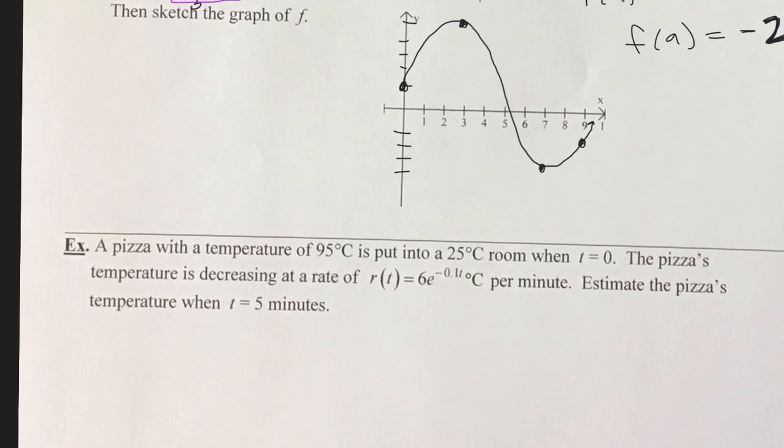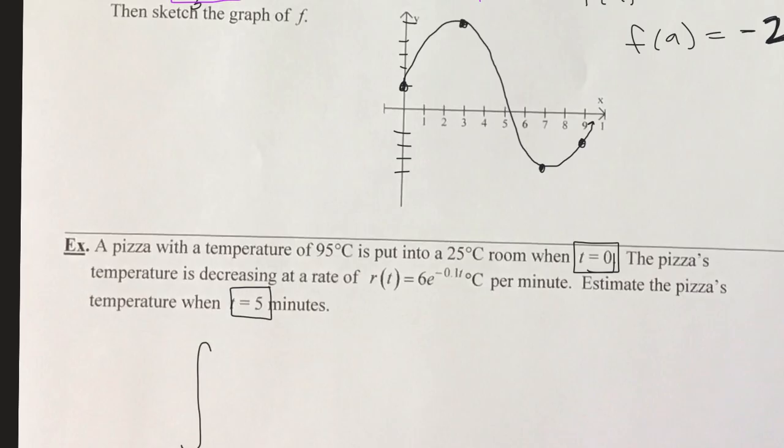So here's an application. Pizza with 95 degrees Celsius is put into a 25 degrees Celsius room at some initial time. Okay, the pizza's temperature is decreasing at a rate of, so now we have a rate. Rate means derivative. So rate is the derivative of temperature as this equation. Estimate the pizza's temperature when t equals 5. Okay, so this is one of our fundamental theorem problems.